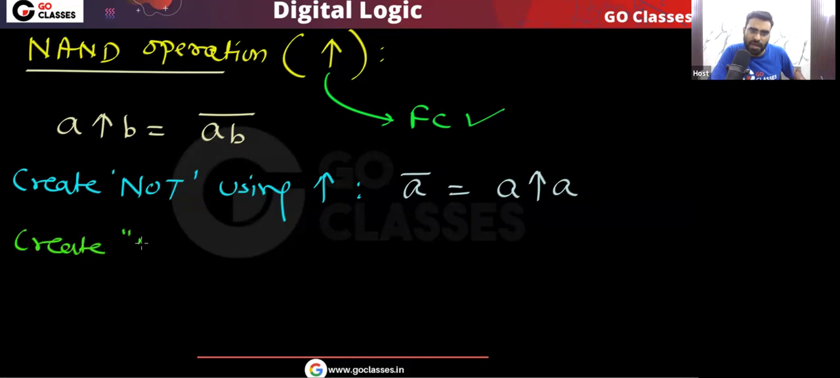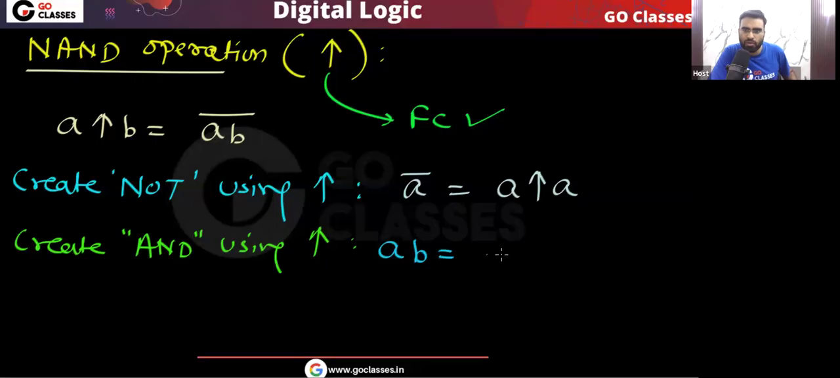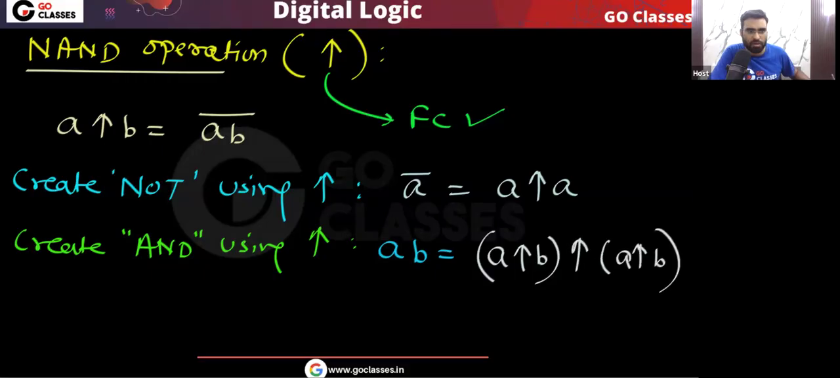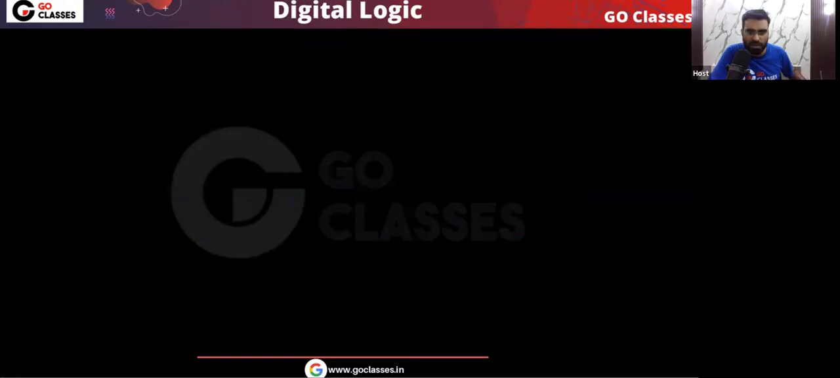Similarly, I can also create AND using this NAND. Using this single operation, I can create AND also. How to do that? If I want to create AND, you can check: first I can do A NAND B, then again NAND with that result. You can check that this is the same as AB.